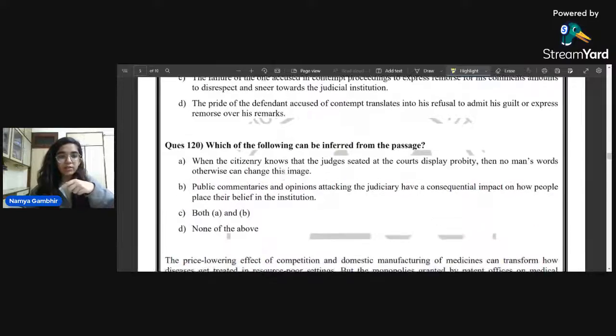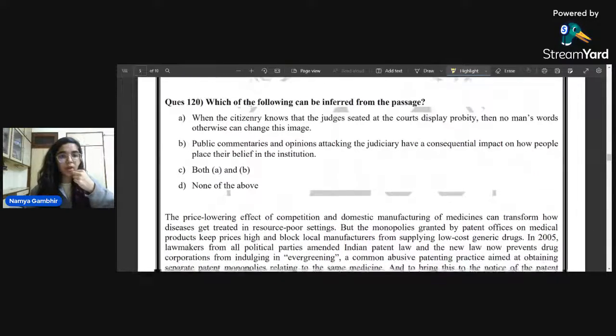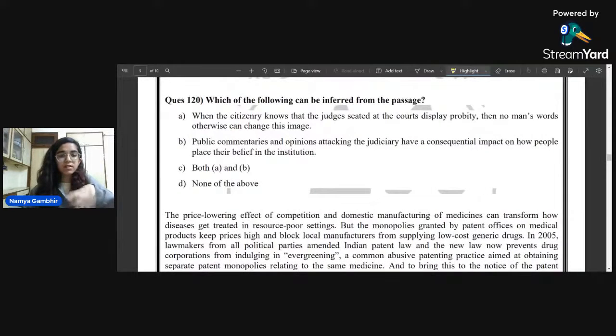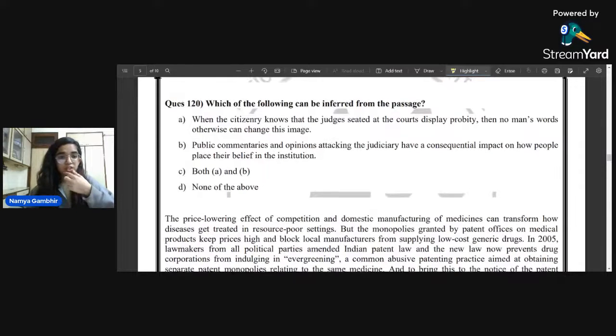Then the last question from this passage is: which of the following can be inferred from the passage? When the citizenry knows that the judge is seated at the court's display property, then no man's word otherwise can change this image.